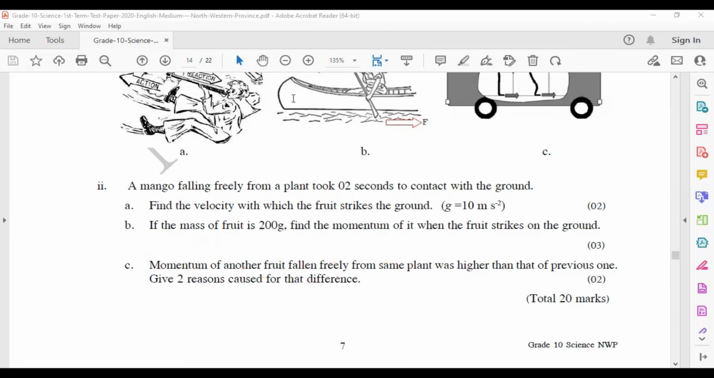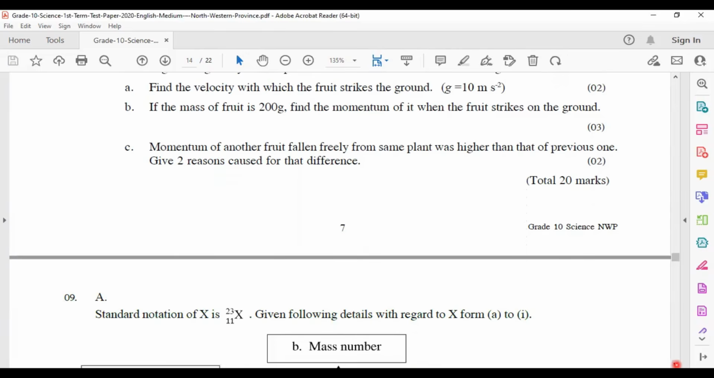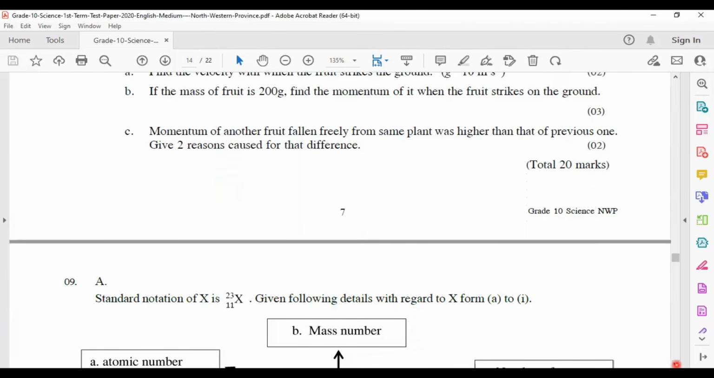C part. The momentum of another fruit fallen freely from the same plant was higher than that of the previous one. Give 2 reasons that caused the difference. The 2 reasons: the mass of the mango is more than 200 grams. That is one reason, because for momentum, the mass and the velocity are the factors that affect it.